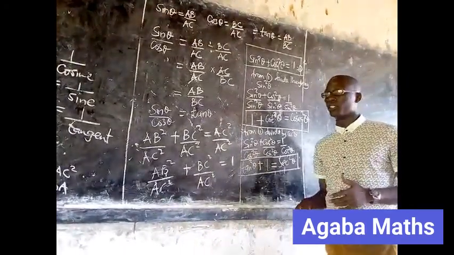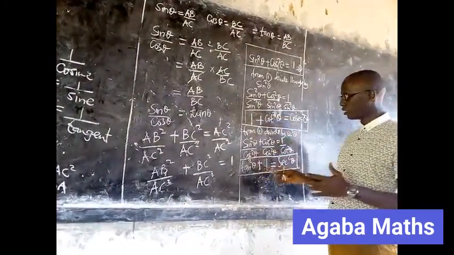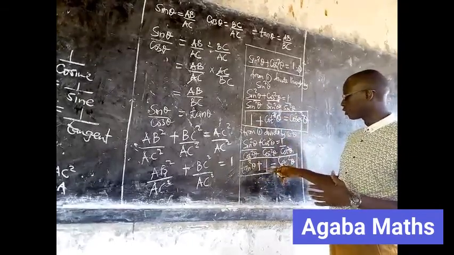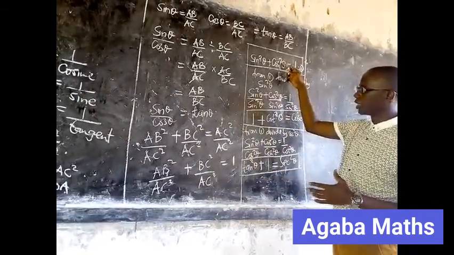In the next episode, we shall look at how to use these three identities. The first one here, another one here, another one here.